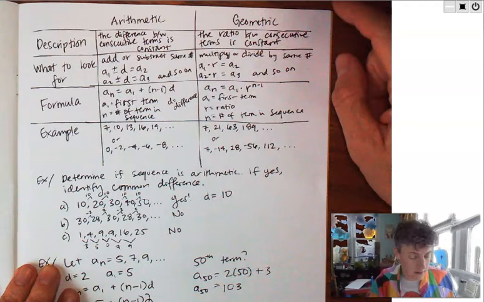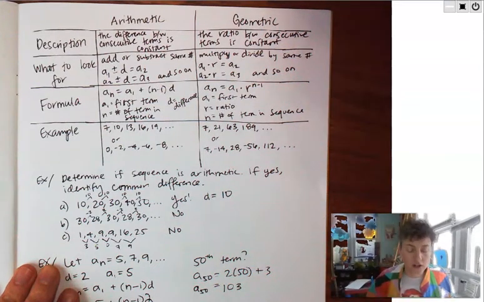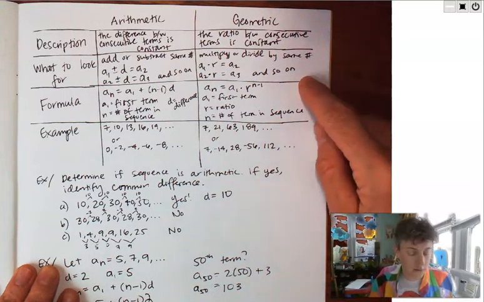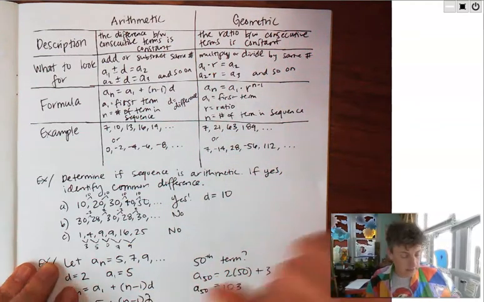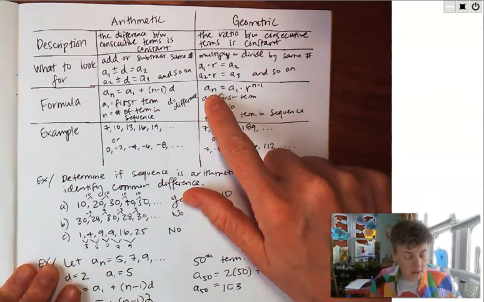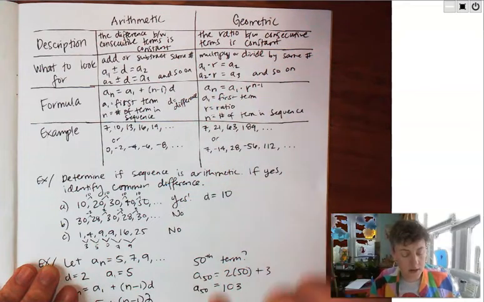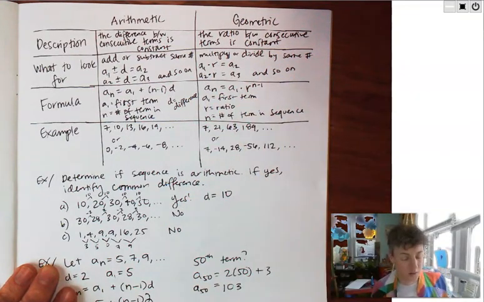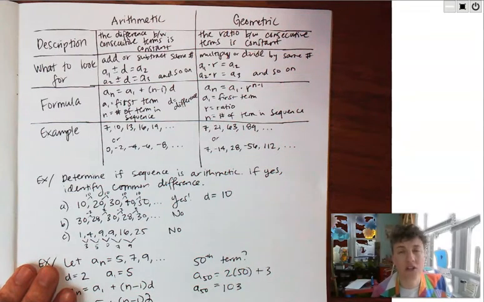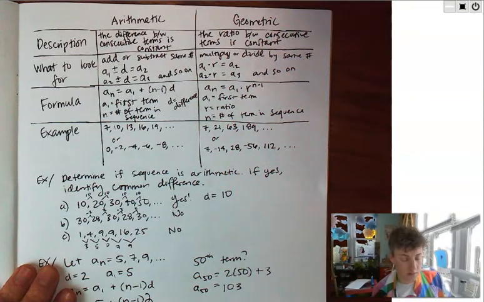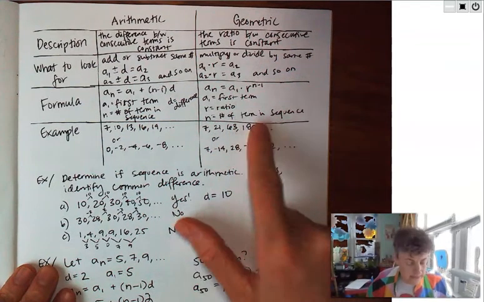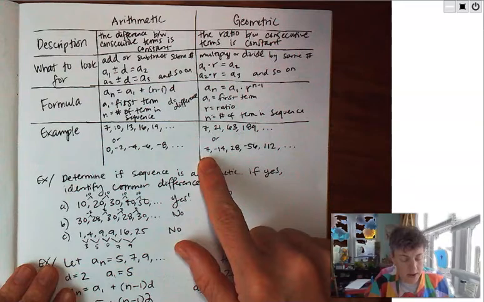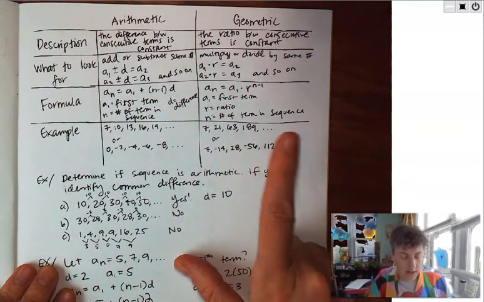Geometric sequences. What are they? They are a series of numbers where the ratio between the consecutive numbers is constant. You're going to look for a general formula that's being multiplied or divided by the same number. Speaking of general formula, it's a sub n equals a sub 1 times r to the n minus 1, where a1 is the first term, r is the ratio between the terms. And we had an example where we started with 7 and multiplied by 3 every time. And then we started with 7 and multiplied by -2 every time.